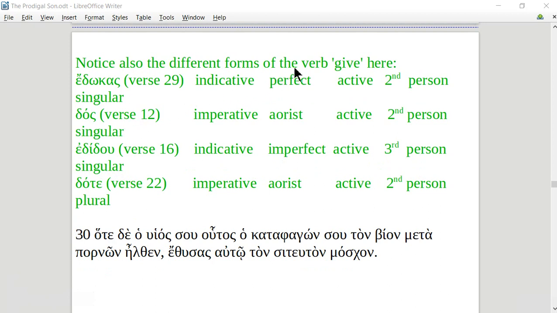Notice also another grammatical point, the different forms of the verb give here. Edokas from verse 29, that's indicative, perfect, active, second person singular. Dos, verse 12, that's imperative, aorist, active, second person singular. Edidu, verse 16, that's indicative, imperfect, active, third person singular. And dote, verse 22, imperative, aorist, active, second person plural. This was imperative, aorist, active, second person singular. This is imperative, aorist, active, second person plural.